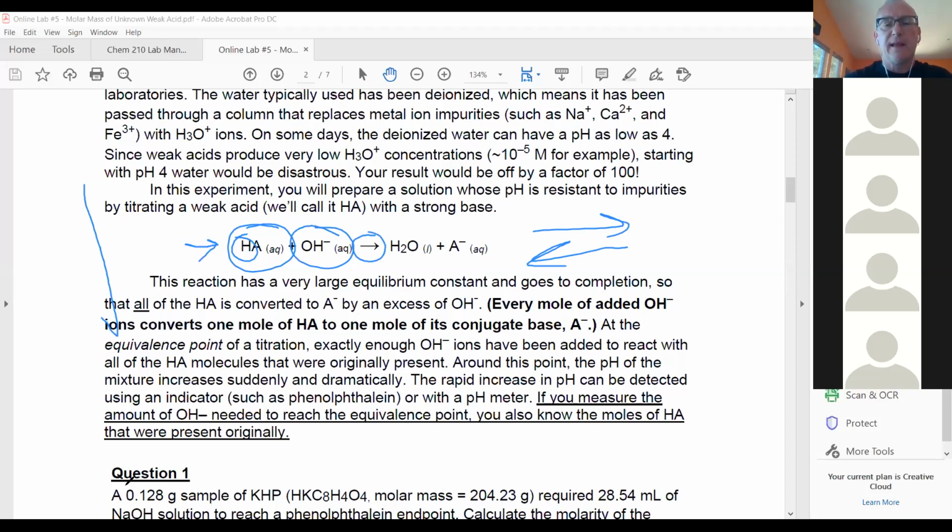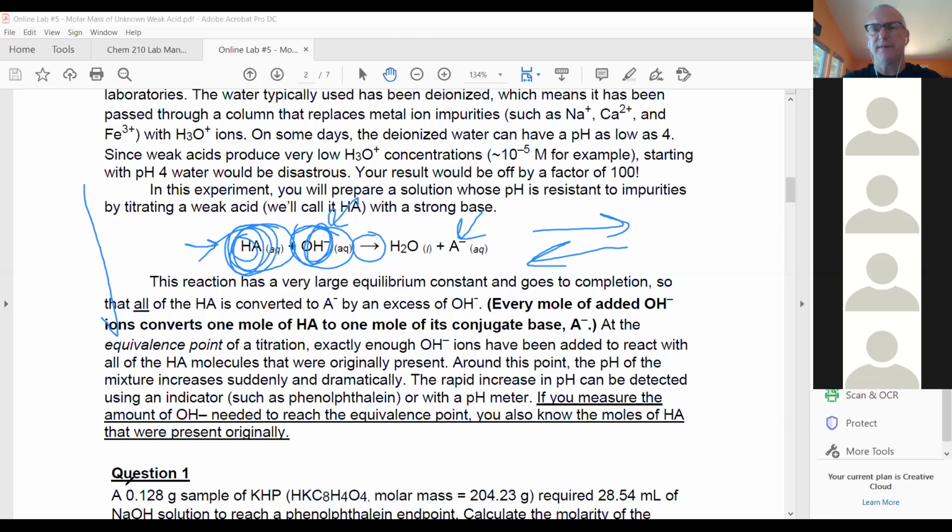So whatever the concentration of OH is will equal the concentration of the weak acid. Once that reaction goes to completion, if I can measure the concentration of this, I know what the concentration of this is. Okay, any questions about that?